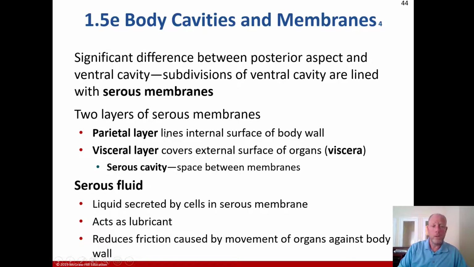There is a parietal layer, which lines the internal surface of the body wall, and as you go deeper, the visceral layer covers the external surface of organs, your viscera, okay? And the serous cavity is the space between membranes. You have these layers, and the space between them is the serous cavity, okay? And the serous fluid is liquid secreted by the cells within the serous membrane, and acts as a lubricant. It reduces friction caused by movement of organs against the body wall.